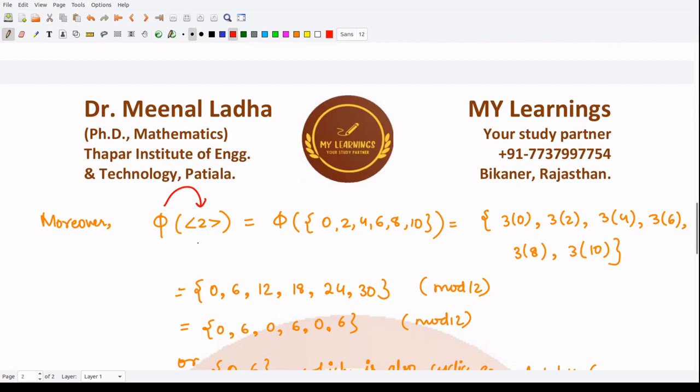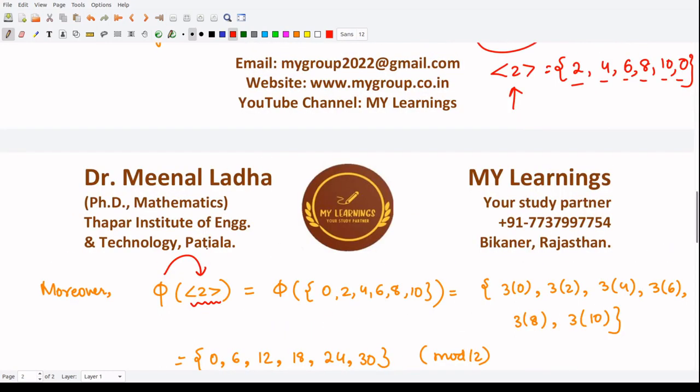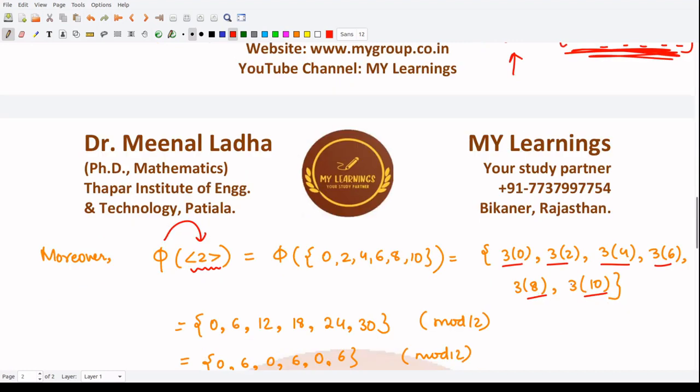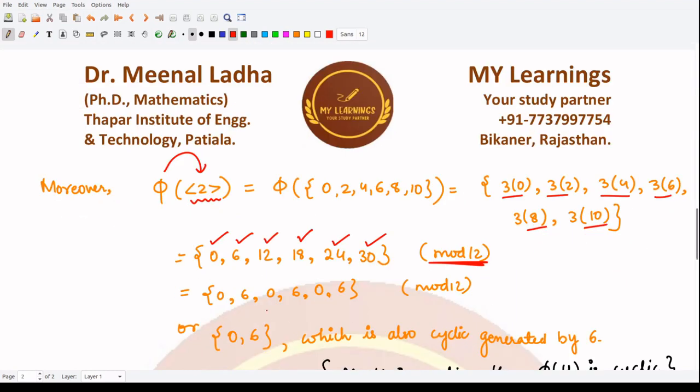It is, you see, because as I've told you, the subgroup generated by 2 contains all these elements, so 0, 2, 4, 6, 8, 10. So phi of these elements would be calculating phi of 0, phi of 2, phi of 4, phi of 6, phi of 8, phi of 10. So 3 into 0 is 0, 3 into 2 is 6, 3 into 4 is 12, 3 into 6 is 18, 3 into 8 is 24, and 3 into 10 is 30, right? When you calculate mod 12 of these quantities, you would get 0, 6, 0, 6, 0, and 6. So basically, we write the distinct elements in our set, so it is just 0 and 6.